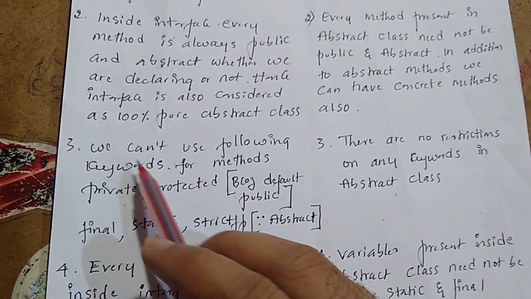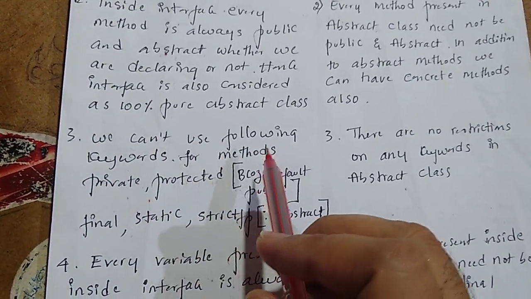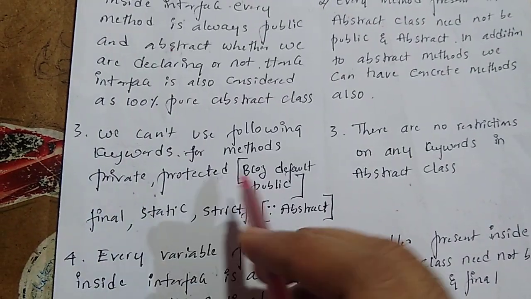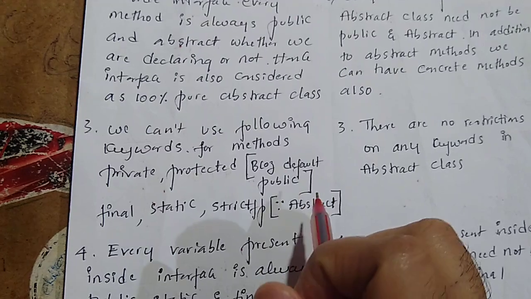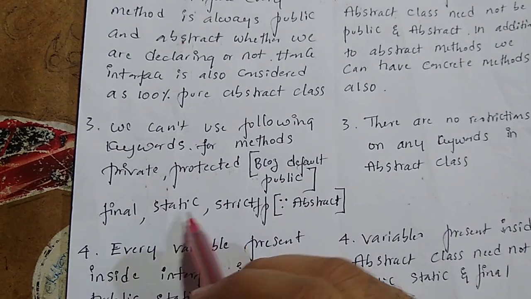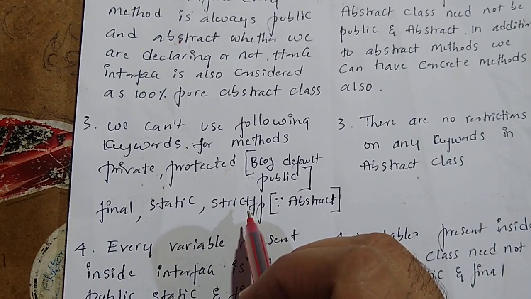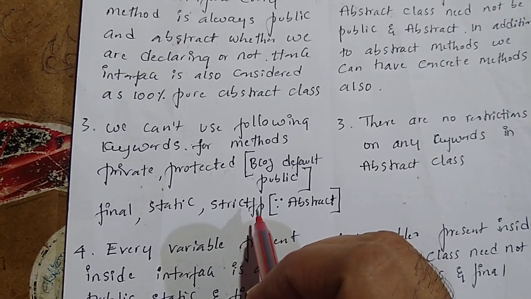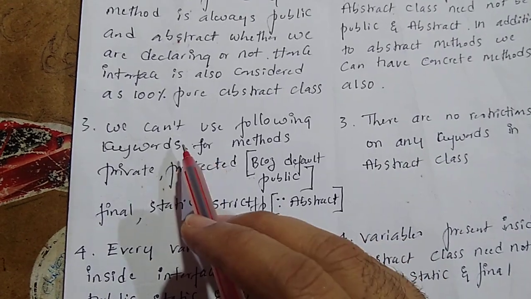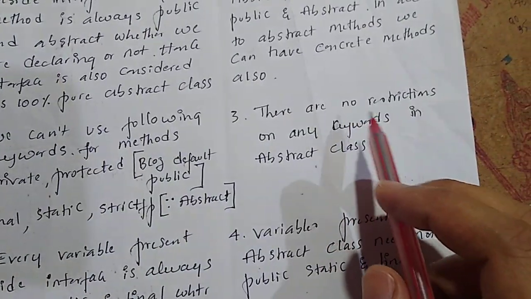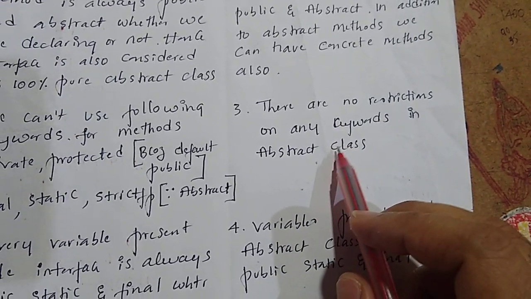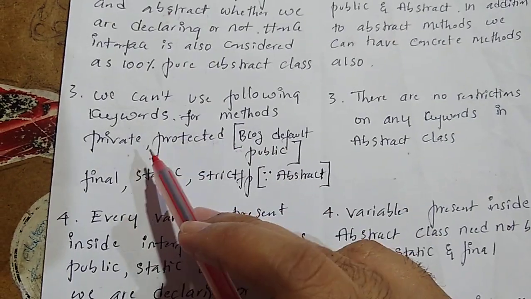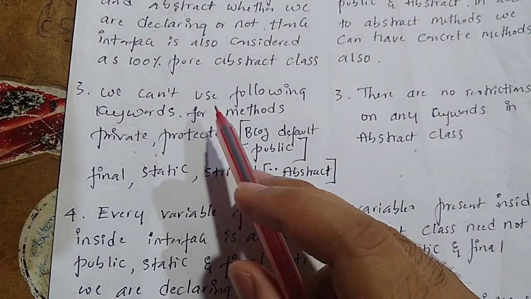The next difference is that we can't use the following keywords for interface methods. Since by default it's public, we can't use private or protected. Since it is abstract, we can't use final, static and strictfp keywords for methods. There are no restrictions on any keywords in an abstract class. So these are the keywords I can't use with respect to methods.